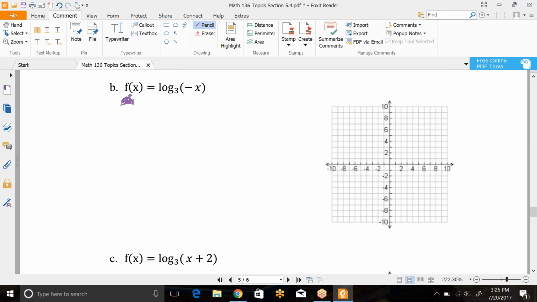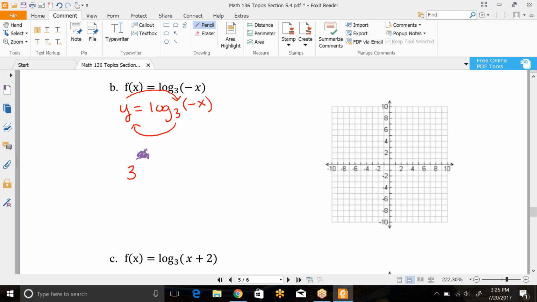So for B, we can rewrite this as y equals log base 3 of negative x. The first thing you want to make sure before you do the spiral to convert this to an exponential is to make sure that this log is isolated over here on the right side. There's nothing added or subtracted at the end. There's nothing multiplied at the beginning. So as long as that's true, we can go ahead and convert.